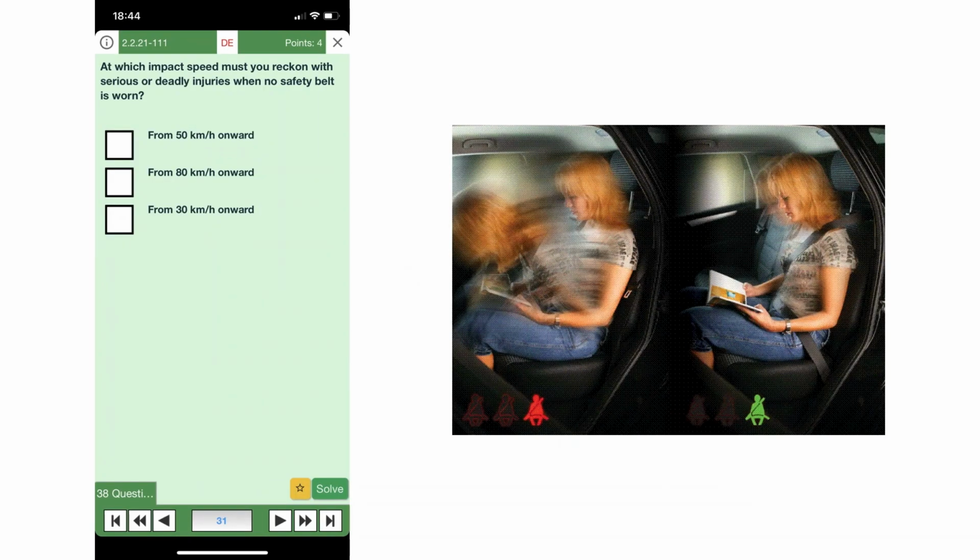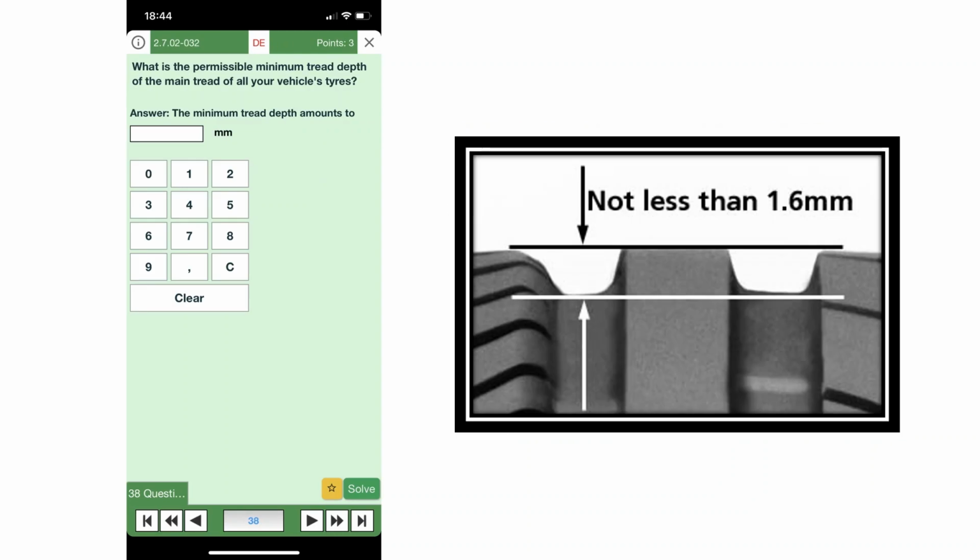At which impact speed must you reckon with serious or deadly injuries when no safety belt is worn? Okay, again, this to me is a tricky question. I mean, you are expected to wear seat belt at all speed, so hence the answer is 30 km per hour onwards. Okay, because we are talking about serious or deadly injuries, so 30 km per hour onwards. Okay, let's look at the next one.